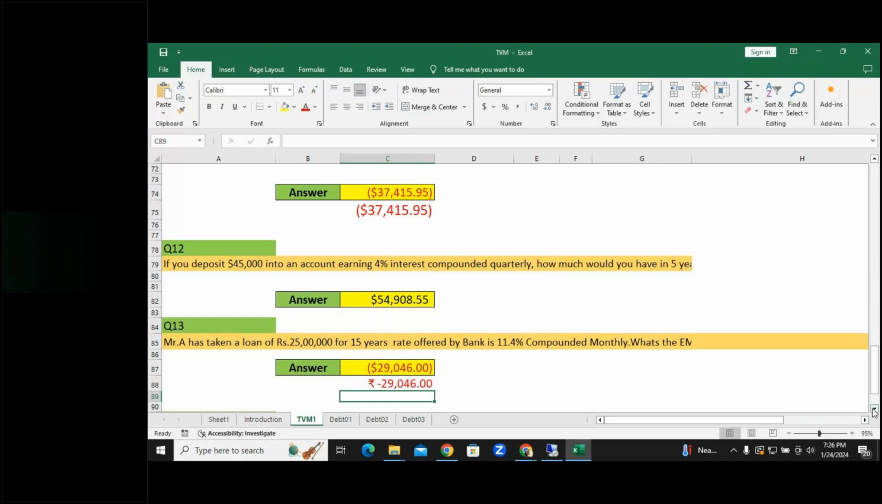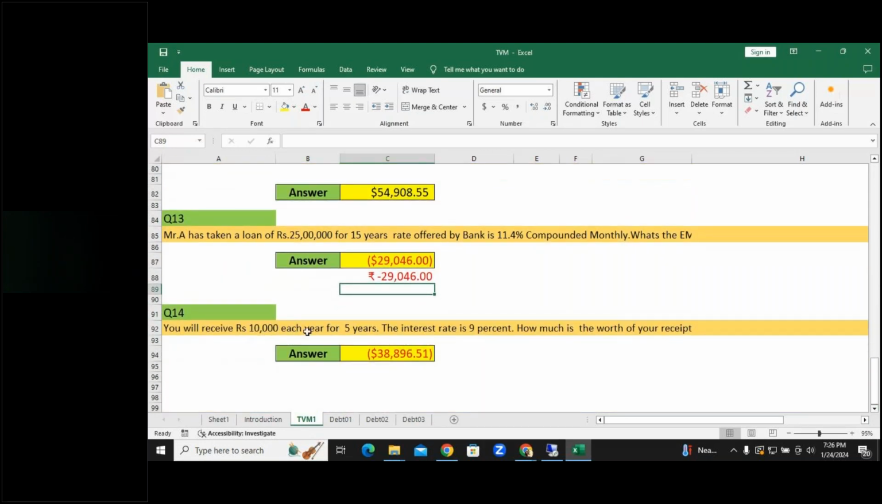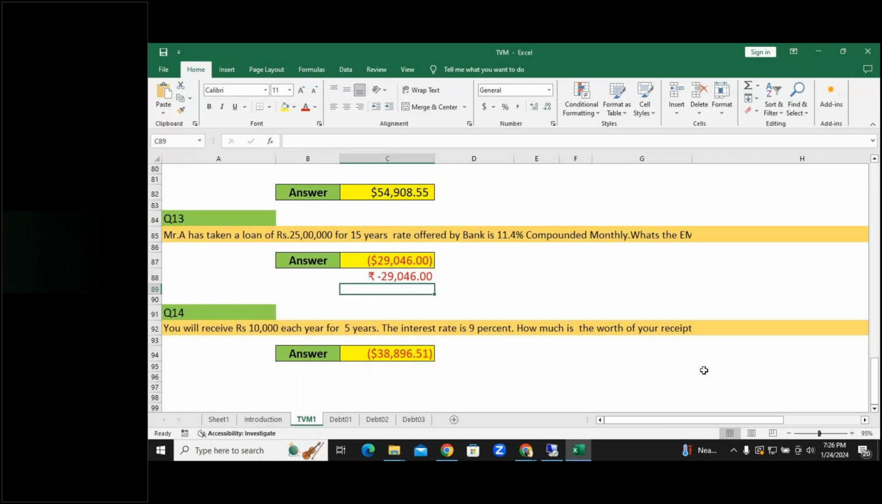And the last sum, you will receive rupees 10,000 each year for 5 years. The interest rate is at 9%. How much is the worth of your receipt? So this is something related to a credit transaction. Credit transaction means I am making the sales on credit. So what is the worth of my bill? What is the worth of the amount that I am going to receive, for which I am going to get 10,000 rupees each year for 5 years. That means 50,000 rupees I am going to receive. So what is the worth of my bill today?